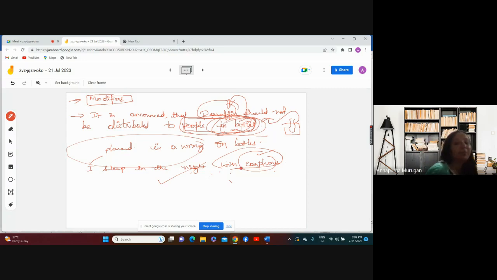That means sometimes the modifier will be placed in the wrong position, because of which the meaning of the sentence changes. If the meaning of the sentence changes, then your sentence is wrong, right? Okay, now one more sentence I'll write. Walking through the lawn.